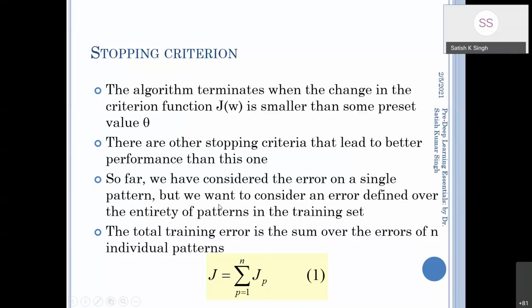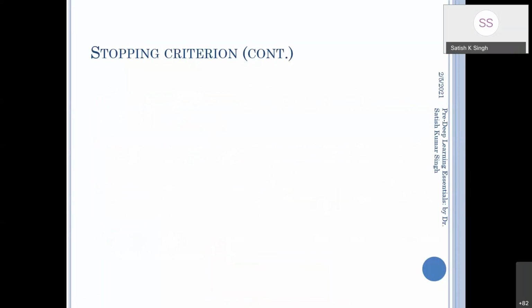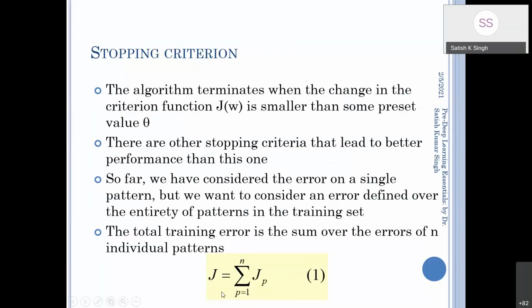But we want to consider an error defined over the entirety of the patterns in the training set. So the total error, the training error, is the sum over the errors of n individual patterns. So you sum up all those errors for n patterns and then optimize it. The weight update may reduce the error on a single pattern. Why is this adopted basically? Why do we accumulate and then update the weights?